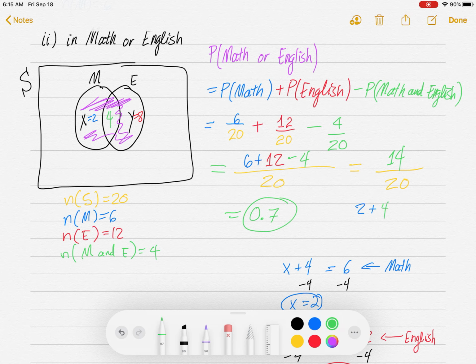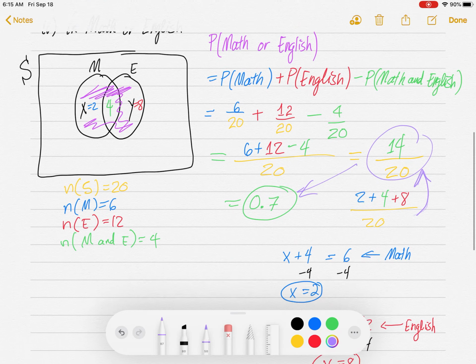Plus 4 plus 8, and divide by the total number of students, 20. So when you add those up, you're going to end up getting 14. You're going to end up getting 14 over 20 again, right? Which gives you 0.7. So you can do it that way as well without using the formal addition rule there.